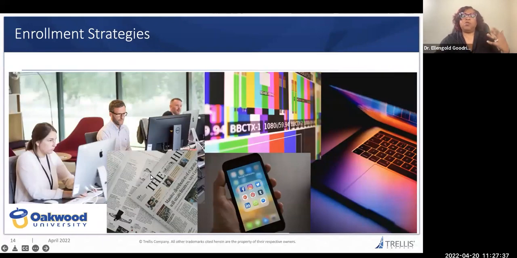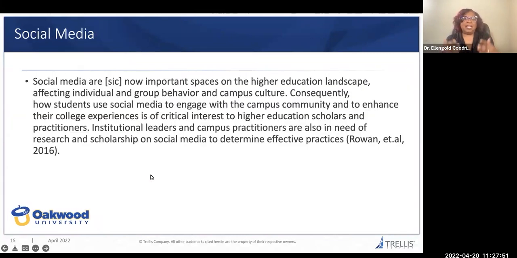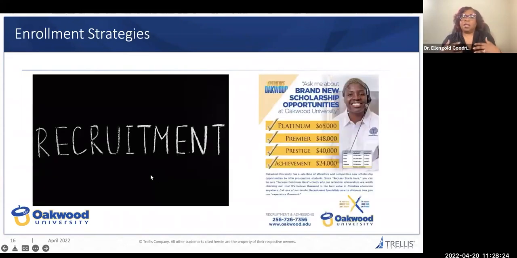So enrollment strategies, you're talking about a comprehensive approach. You have print, digital, broadcast media, social media, and telephone. And again, research is showing the power and presence of social media in higher ed, and what can be done in capturing and utilizing this powerful tool for serving, recruiting, and informing. It's almost limitless what can be done in a well-managed social media platform.